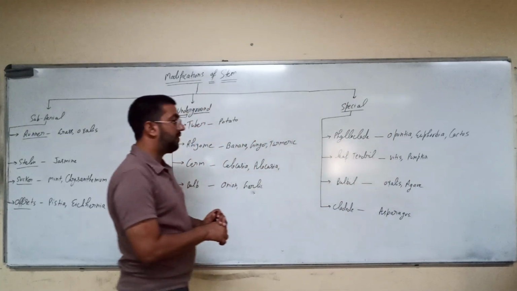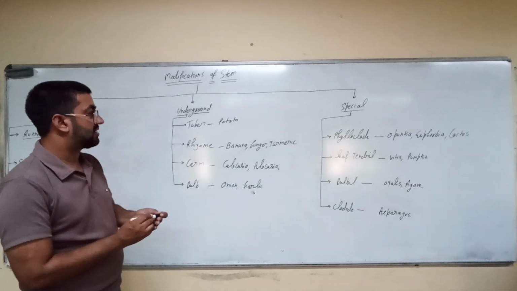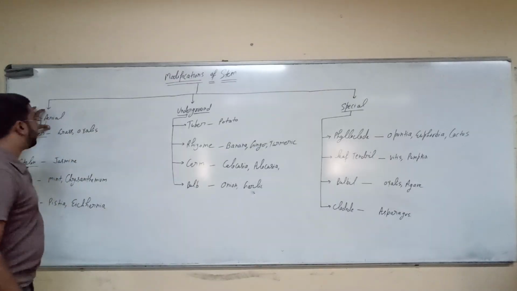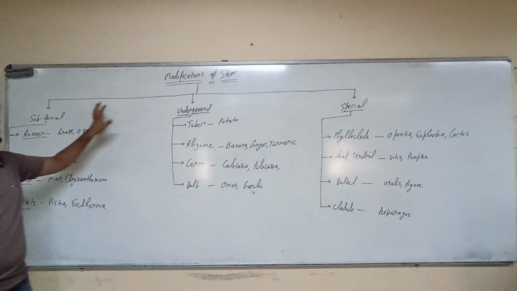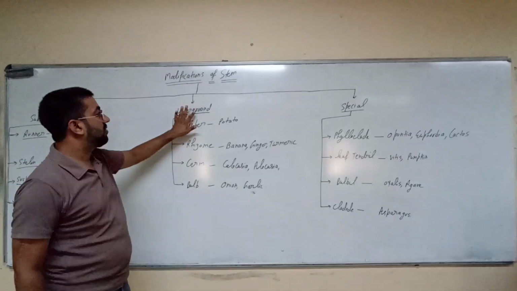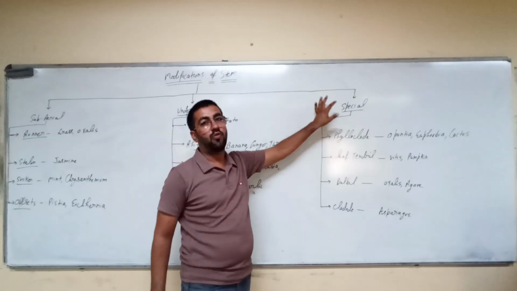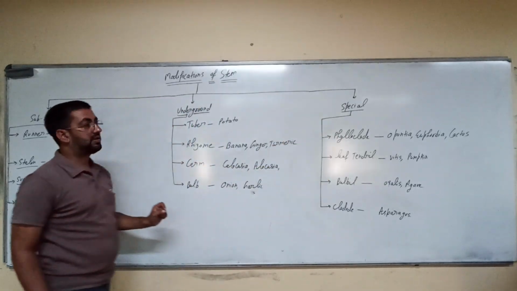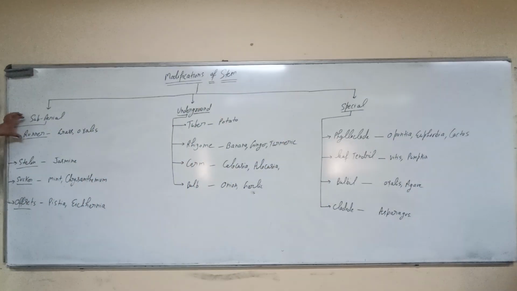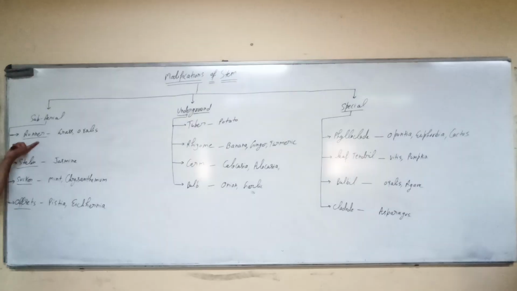These are the types of modification of the stem. One is sub-aerial type of modification, second one is underground type of modification, and third one is special type of modification in stem. First is sub-aerial, which includes runner, stolon, sucker and offset.